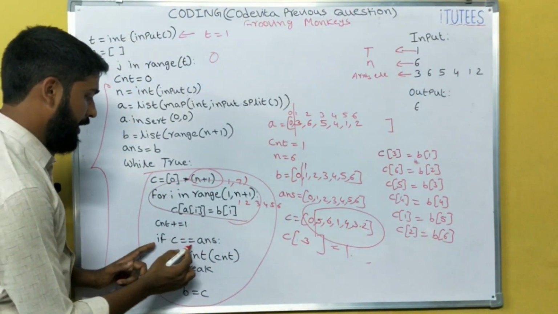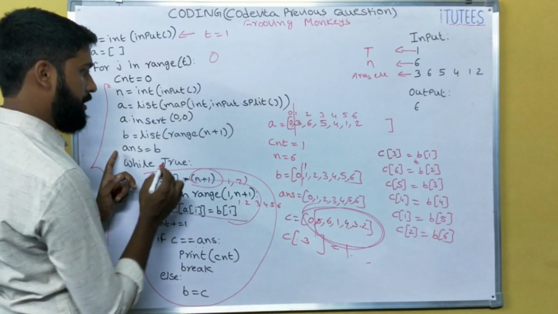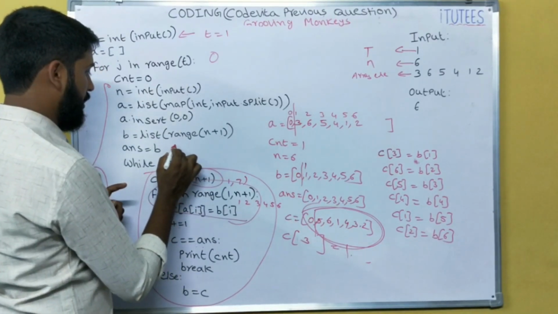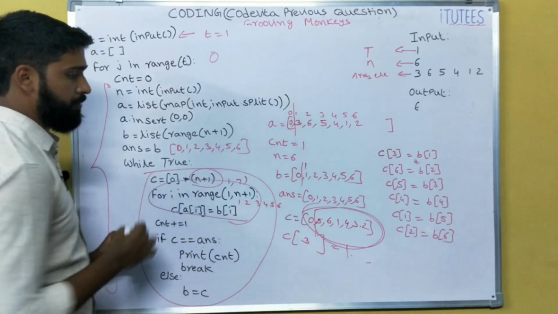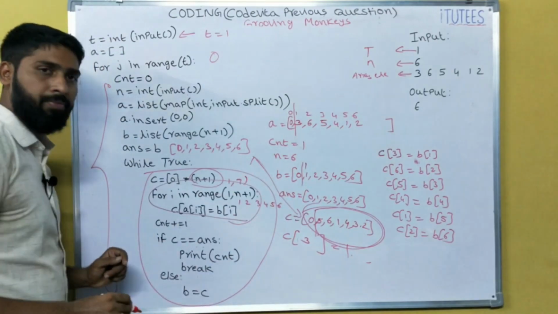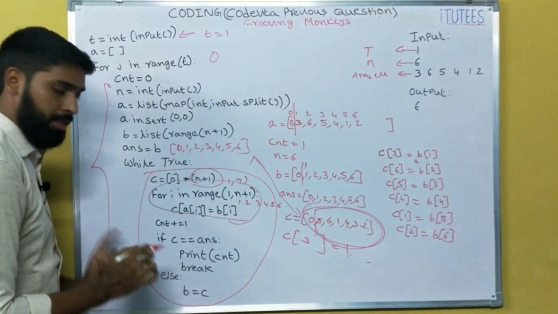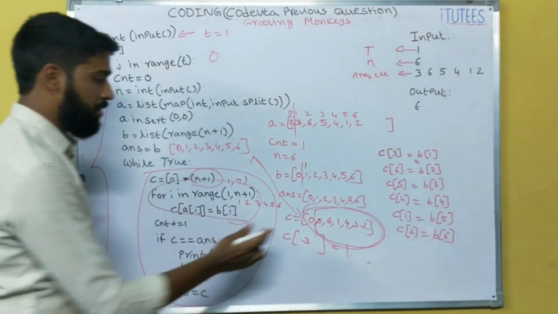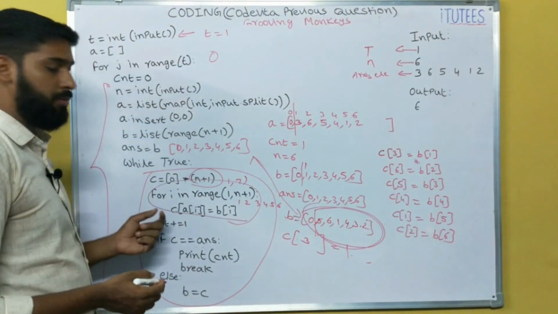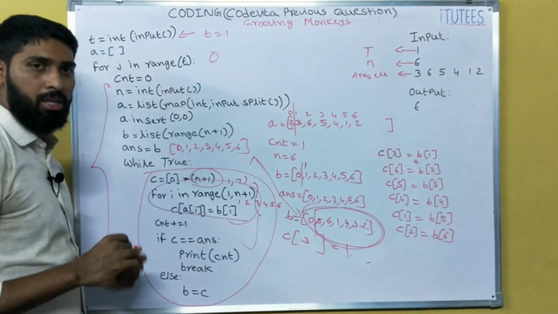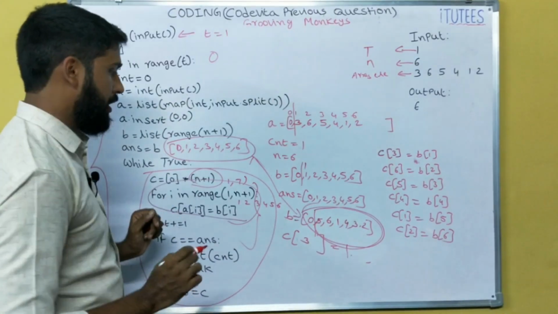So after that we check C equals ANS. ANS equals, already we initialized with 0, 1, 2, 3, 4, 5, 6. Now we can compare these two. If it is equal, then print the count value and break. Else B equals C. Now this becomes B. Again we execute these instructions up to the C becomes the answer. Already we discussed that. Okay.